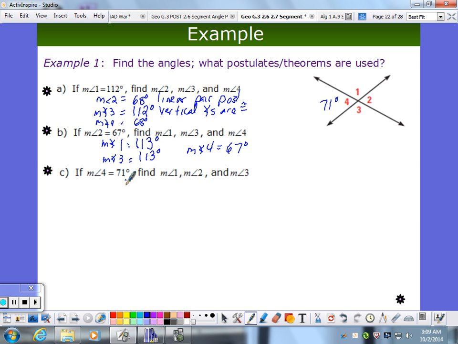We're just doing this over and over again, aren't we? So the measure of angle 1, we probably want to use the linear pair postulate. 180 minus 71, that's 109, I think. Linear pair postulate. The measure of angle 2 is going to be 71, vertical angles are congruent. And the measure of angle 3 is 109, either by using the linear pair postulate or by using vertical angles. Either way. Okay, so that's a quick application of it.